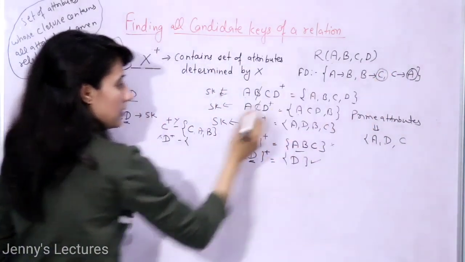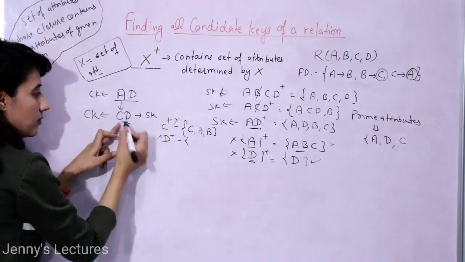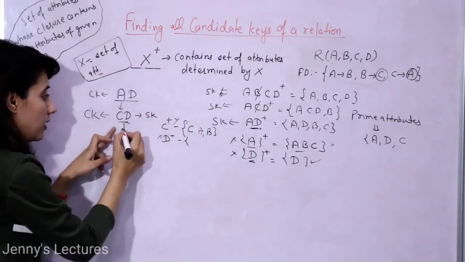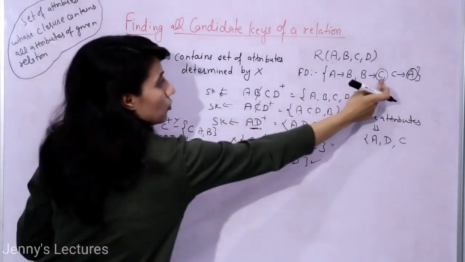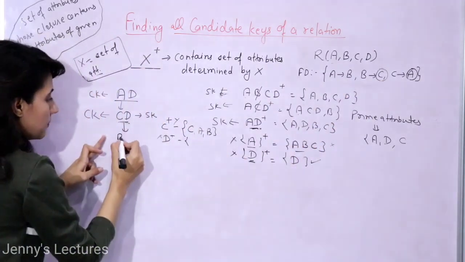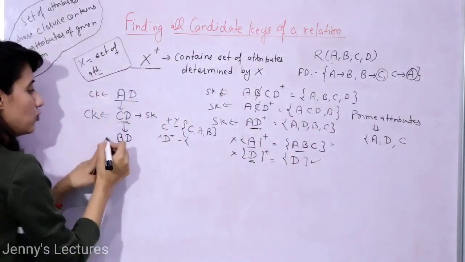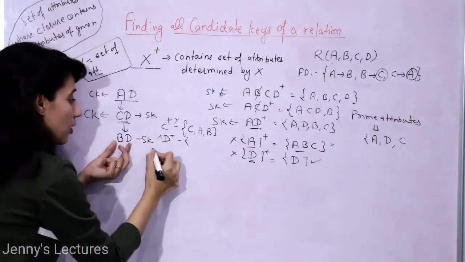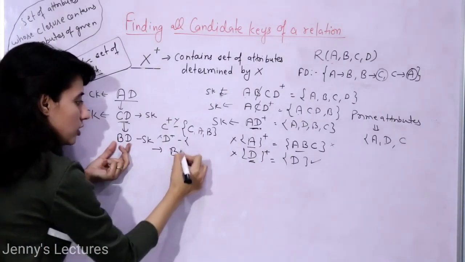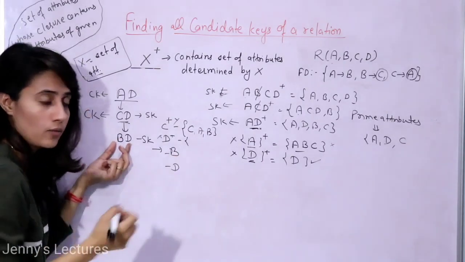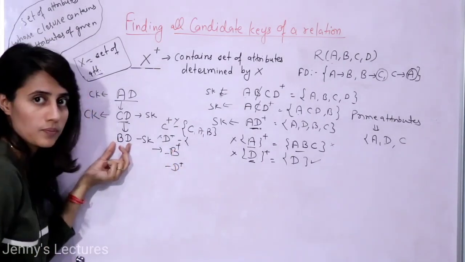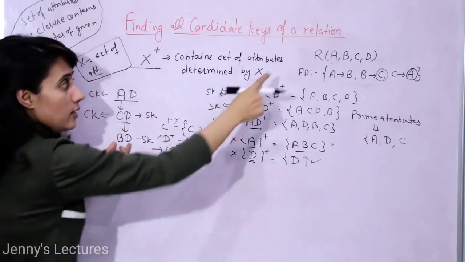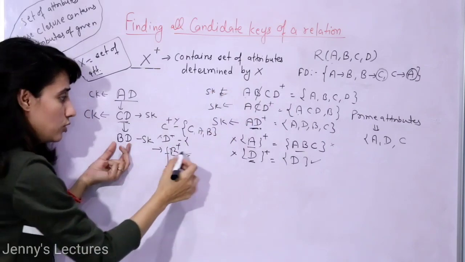B can determine C. So whatever candidate key you got previously, at the place of C you can replace it with B. Now B and D, this is a super key. I am not saying that this is a candidate key. Now the proper subsets are B and D. Now check whether these are super keys or not. How to check? Find the closure. But the closure of these would not contain all the attributes, so these would not be super keys.